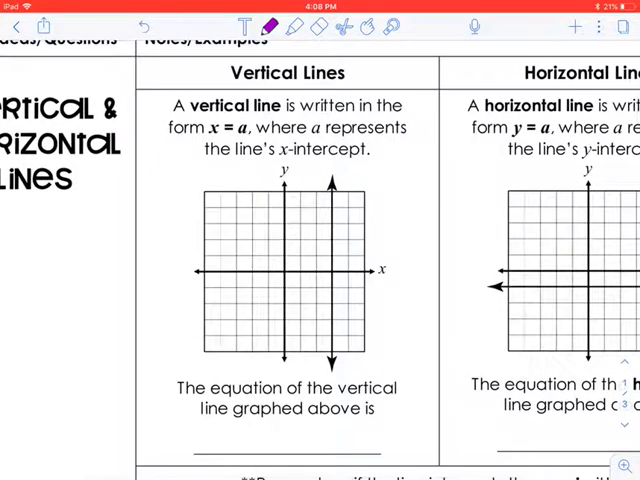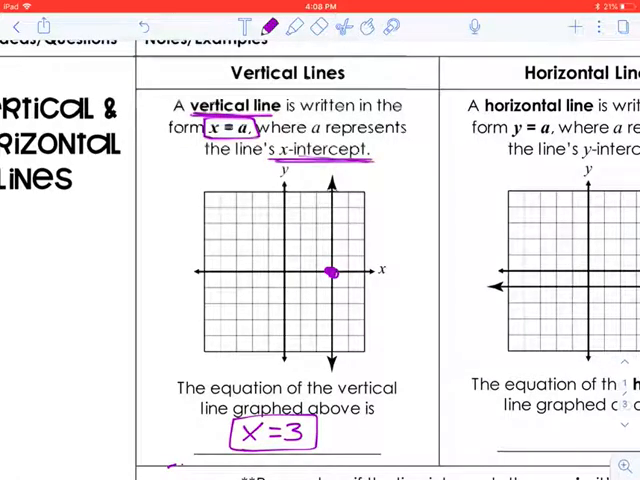Anytime you have a vertical line, it is written as x equals whatever that x value is. So look at the x-intercept and you go through that x-intercept. So in this particular case, the x value is 3, and so the equation would be x equals 3. And that's it. So any vertical line is going to be x equals whatever that is.